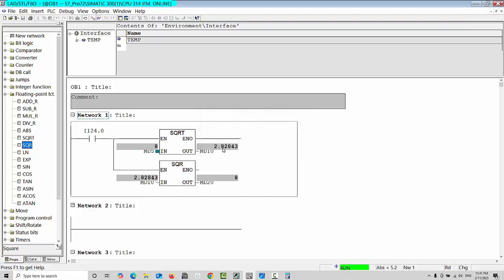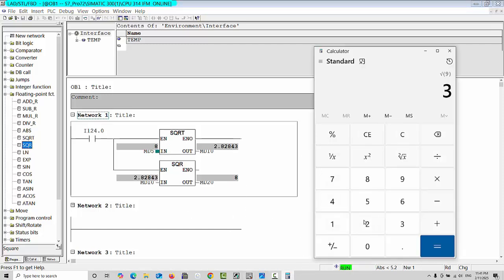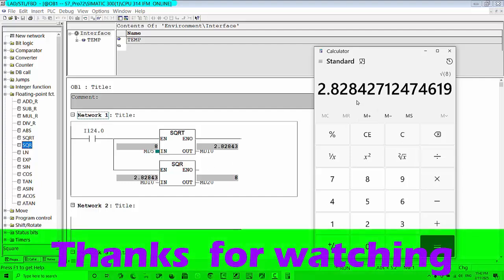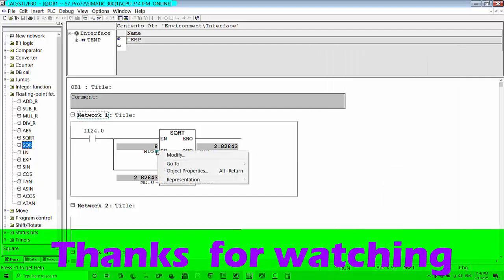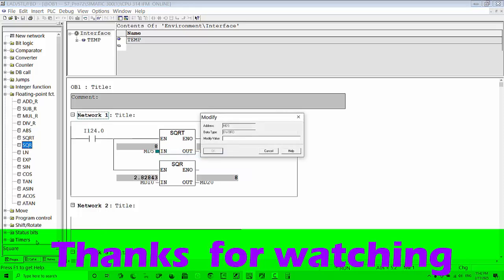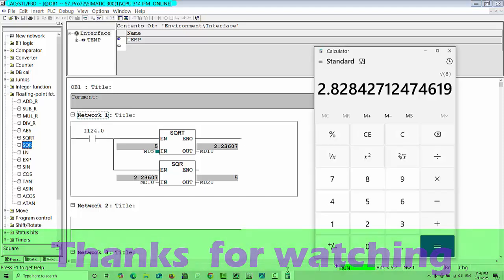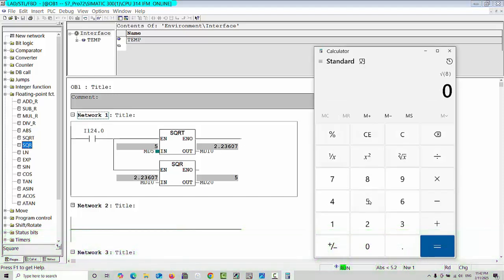The square root of 8 is how much? 2.8284. And we have to check this: the square root of 8 is how much? 2.82842. This one is showing 3 because this is the long value. So the same as if you want to find 5.0, and you need 2.2360, the square root of 5 is how much? 2.2360. The same value will be shown.